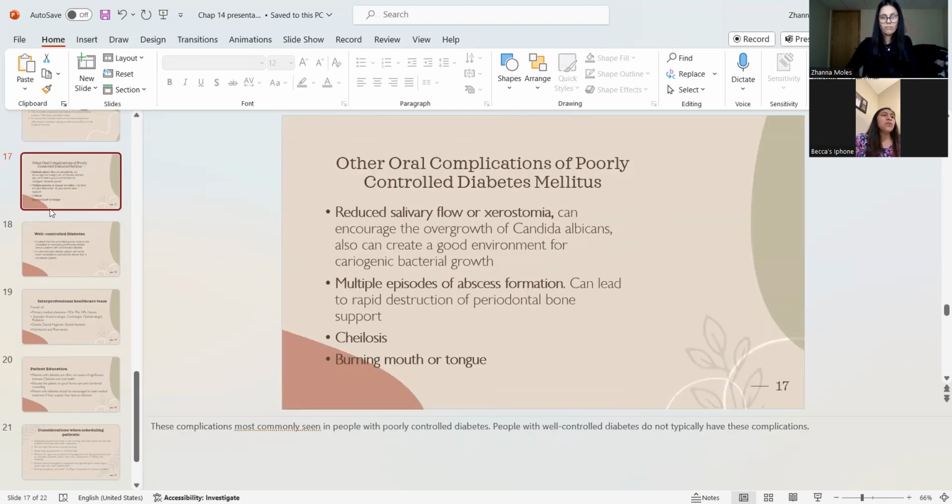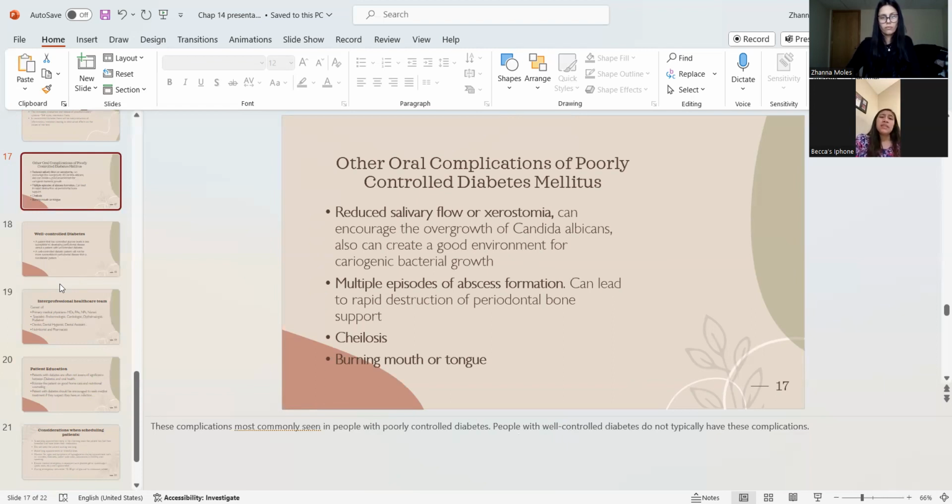So, other oral complications in a patient who has poorly controlled diabetes: there's going to be a reduction in salivary flow, or xerostomia. This is going to encourage the overgrowth of Candida albicans, which can lead to candidiasis. It's also going to increase the risk for developing cavities, creating a good environment for cariogenic bacteria to grow. Another thing is abscess formation. This is going to lead to rapid bone destruction if the patient isn't seen by a physician or prescribed proper medications for it.